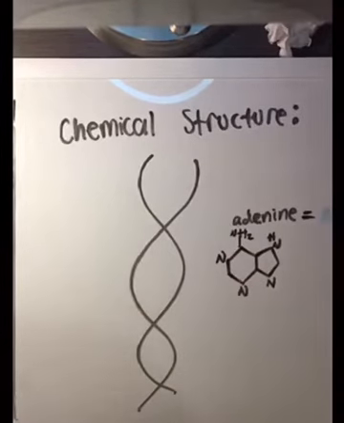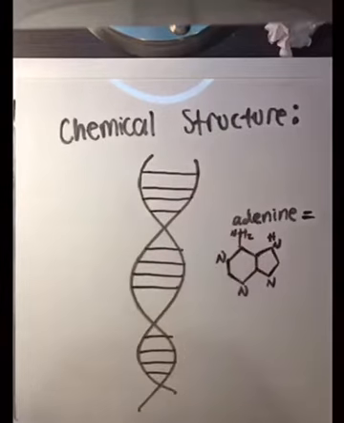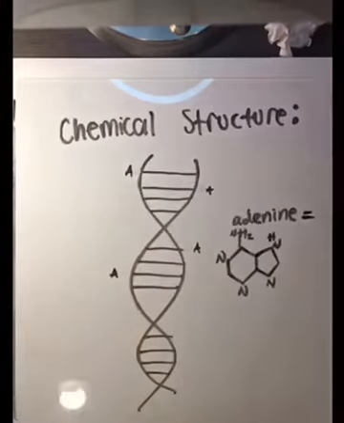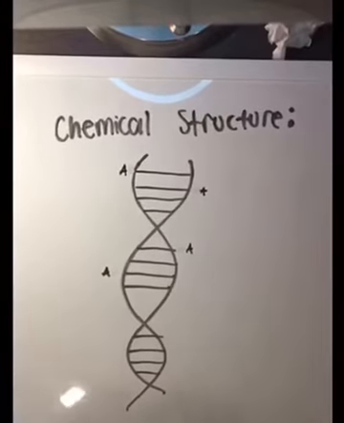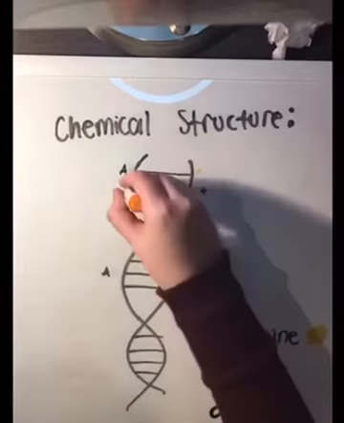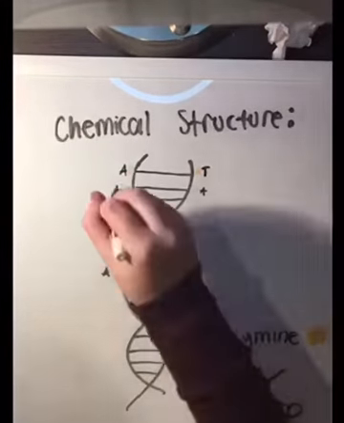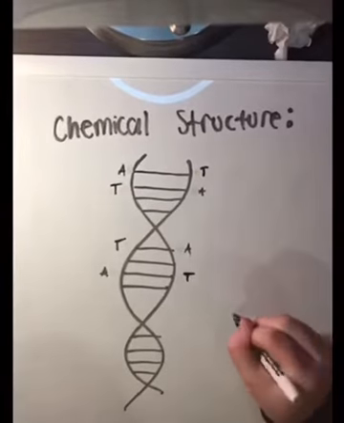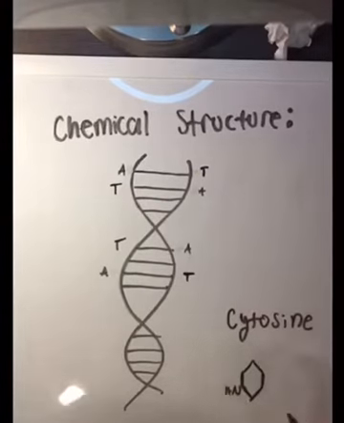There are 4 bases total. Here we can see the structure of adenine and where it is located on the double helix. Next, we have thymine, which is complementary to adenine. They will always complement one another. The other complementary pair is cytosine and guanine, which we will see the structures and positions of shortly.